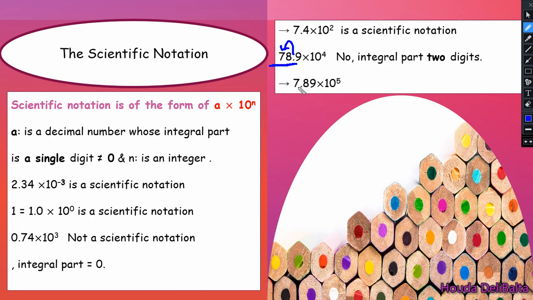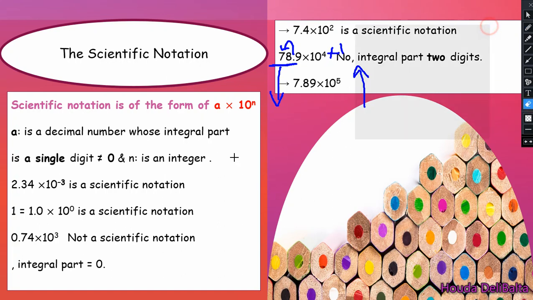Of course I should move it that way, and it will be 7.89. Now let's compare the integral part. It was 78, it becomes 7. The integral part decreases, so to make equivalence I have to add 1, because I just moved one step, to the exponent. So again, if the integral part decreases, the exponent must increase in order to get the same value when we calculate them. Thus, I will get 7.89 times 10 to the power 5.